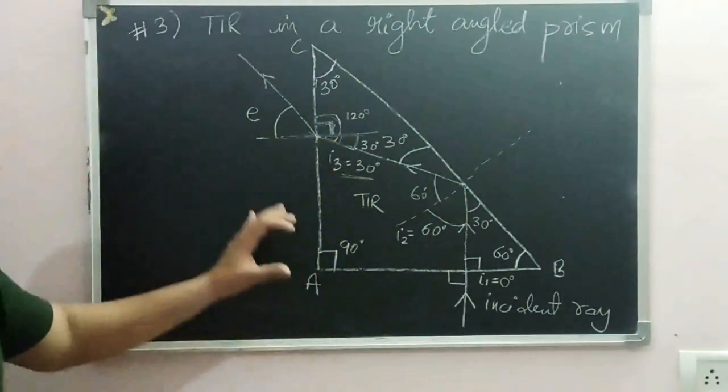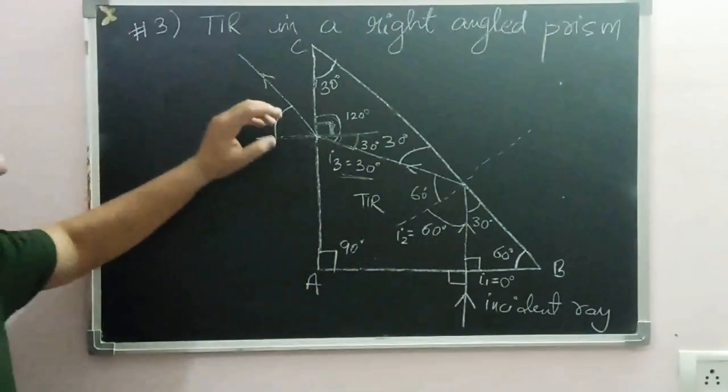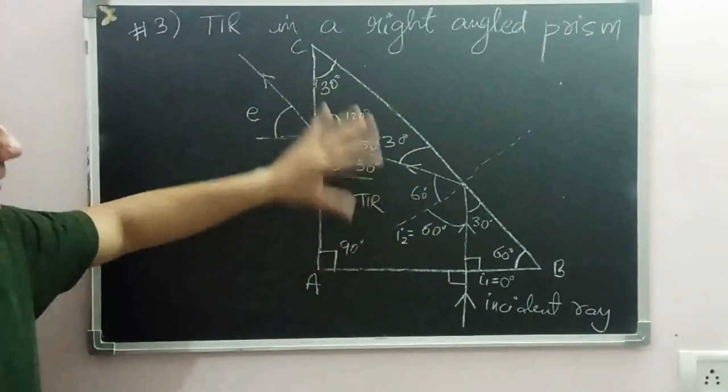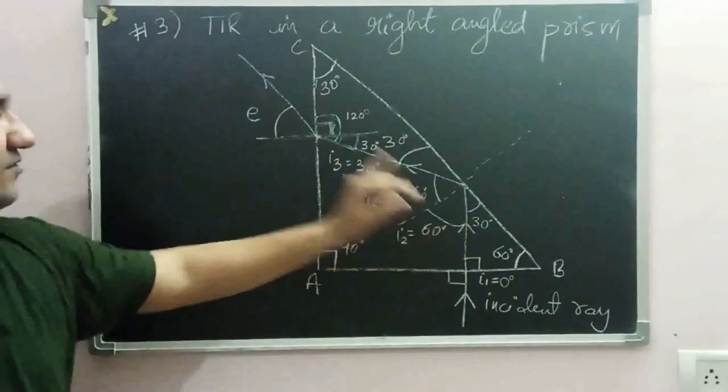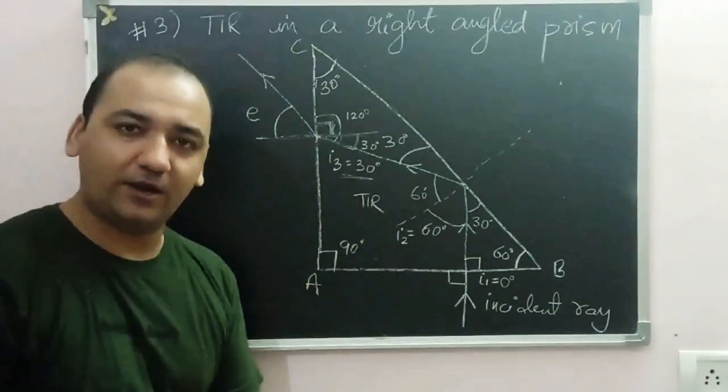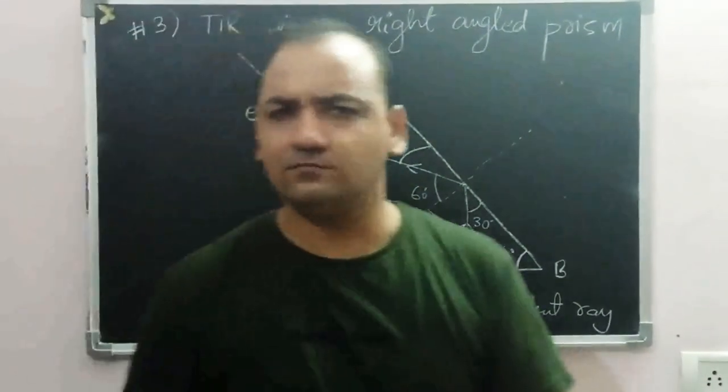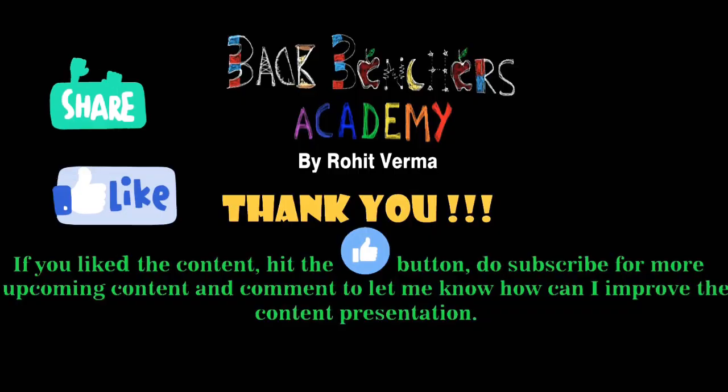This entire phenomena shows how a ray will actually pass through a prism if we are using a right angled prism with the configuration 90, 60 and 30, and the ray is coming perpendicular to the base. This is the base. That's it. It's easy.